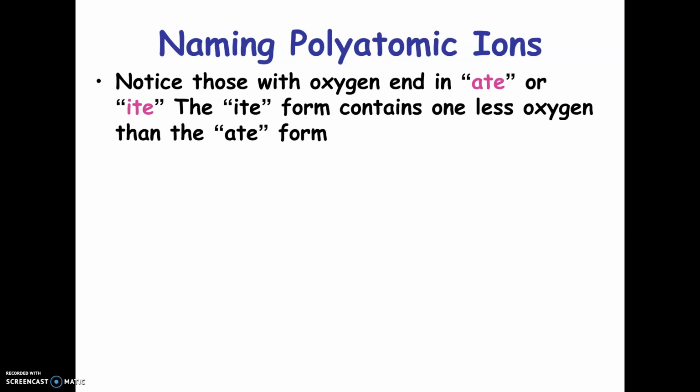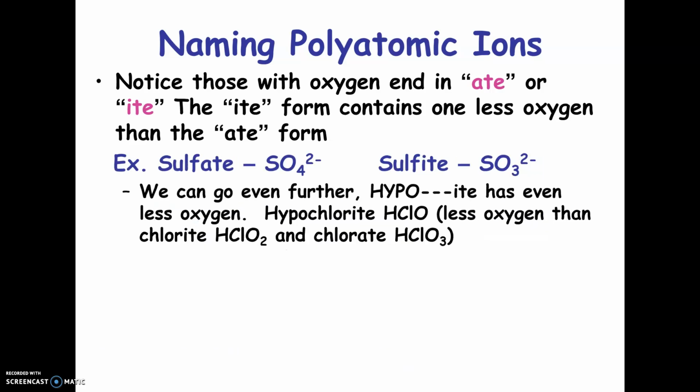And a helpful hint when you're trying to memorize them: the ite will have one less oxygen in it than the ate. So for example, sulfate is SO4, has a -2 charge. Sulfite is SO3. So notice how it has one less oxygen than sulfate. And you'll see the same thing with nitrate. Nitrate, NO3, negative. Nitrite is NO2, negative. Same charge. And again, these count as a unit, so the charge is on the overall entire thing.